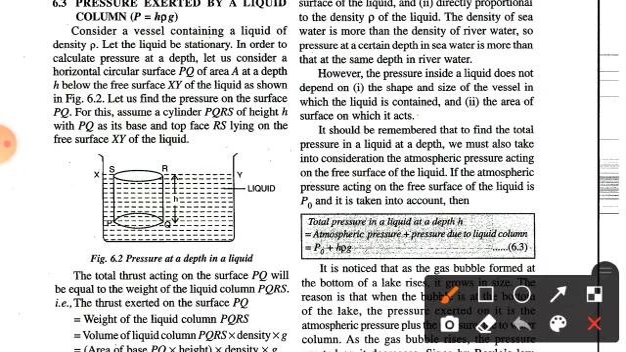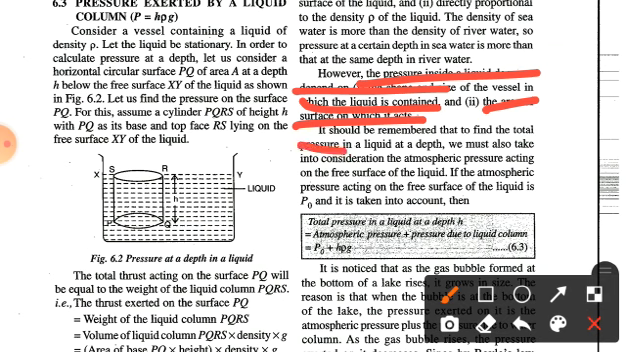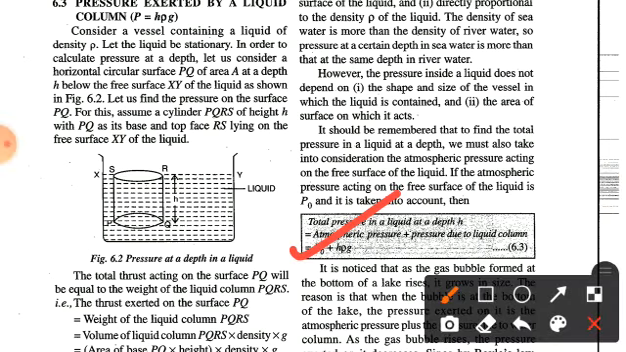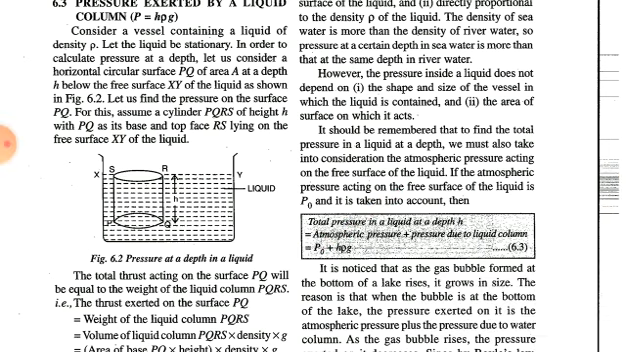However, the pressure inside a liquid does not depend on the shape and size of the vessel in which the liquid is contained, nor on the area of the surface on which it acts. It should be remembered that to find the total pressure in a liquid at a depth, we must also take into consideration the atmospheric pressure acting on the free surface of the liquid. If the atmospheric pressure acting on the free surface of the liquid is P naught, then total pressure in a liquid at a depth h is equal to atmospheric pressure plus pressure due to liquid column. So you can write P naught plus h rho g. This is equation 6.3. I hope you understand.